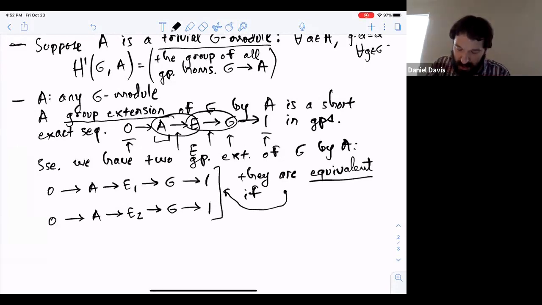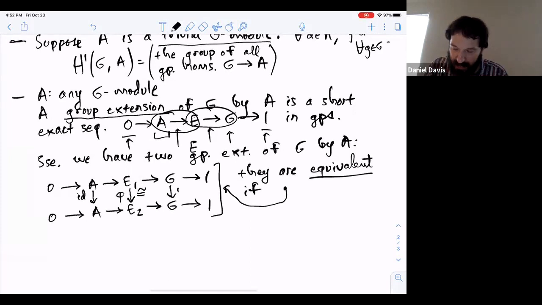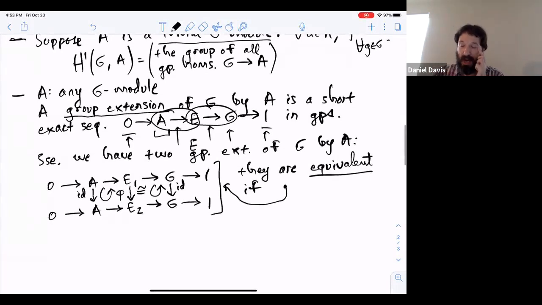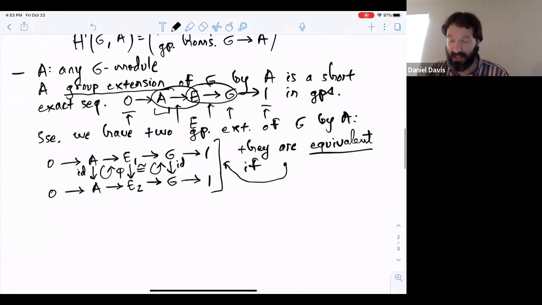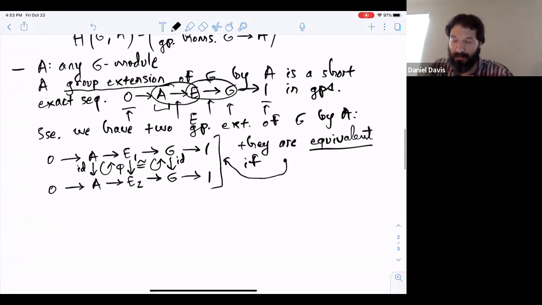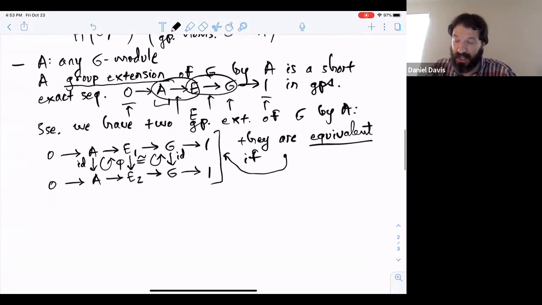Okay, so the requirement is that there's a group homomorphism from E1 to E2. Let's just call it phi. And this is an isomorphism, and it has the property that when we take the identity map on A and the identity map on G, then this diagram commutes. Okay, so this is an equivalence. We have an equivalence relation on the collection of group extensions of G by A.